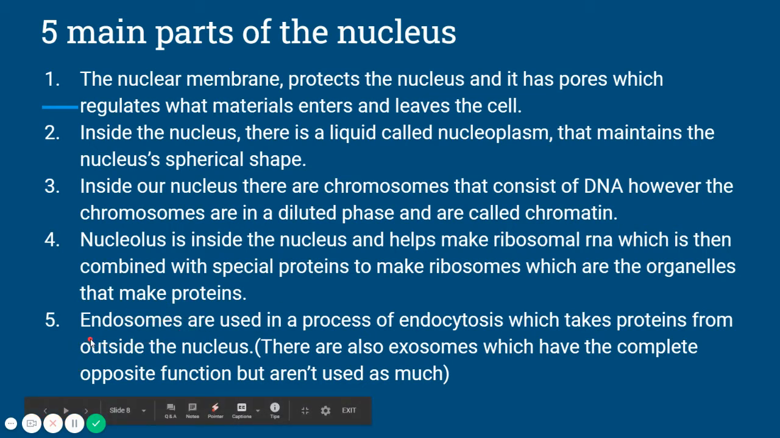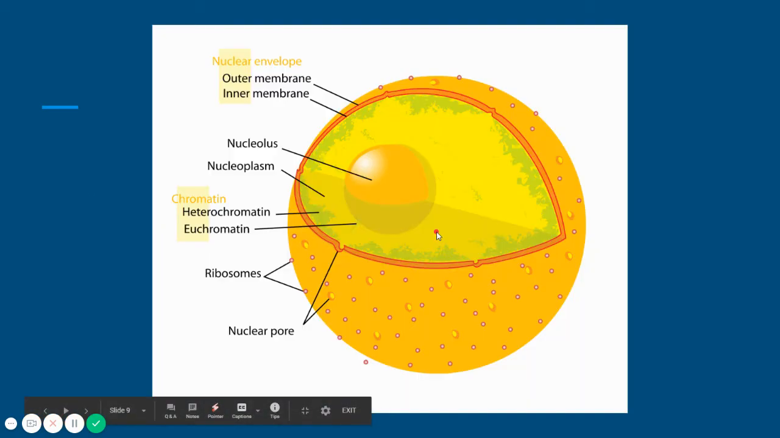Now, also endosomes. They are used in a process of endocytosis, which takes proteins from outside the nucleus inside the nucleus, and the nucleus uses it accordingly. So there are also something called exosomes, which have the complete opposite function but aren't used as much. Usually when something enters a cell, it usually never leaves, kind of like in prison. If someone enters the cell, they have a long time before they're allowed to leave.